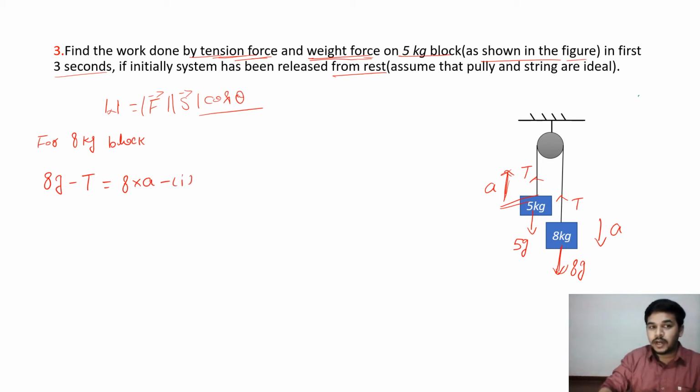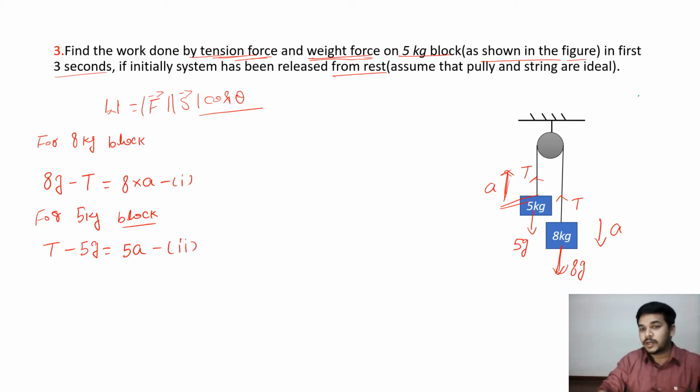Second, for the 5 kg block. Because the acceleration direction is already shown, the 5 kg block is going upward with acceleration a. So here tension will be positive, T minus 5g equals mass times acceleration, 5 times a. This is equation 2. Now, we are first interested in the acceleration, because once we get the acceleration, we can use the equation of motion to get the displacement in the first 3 seconds.